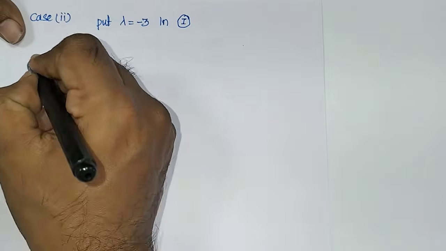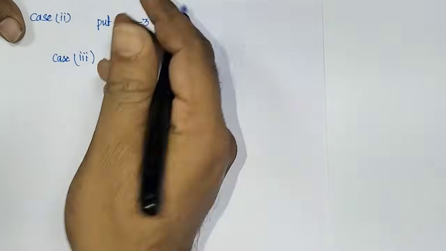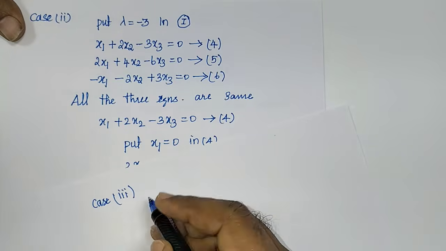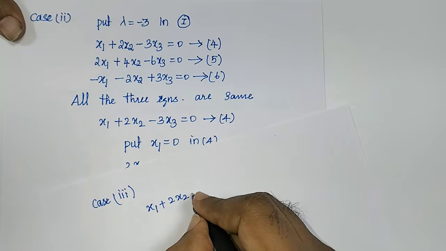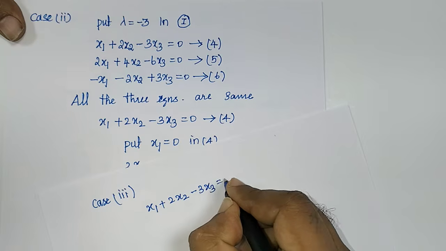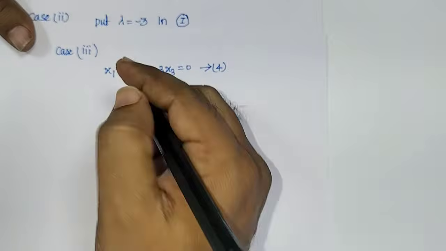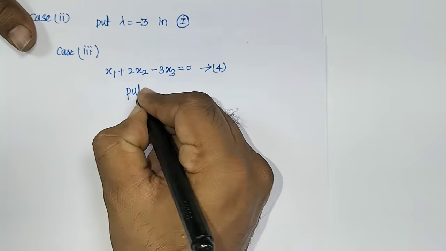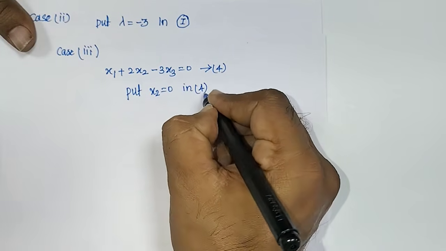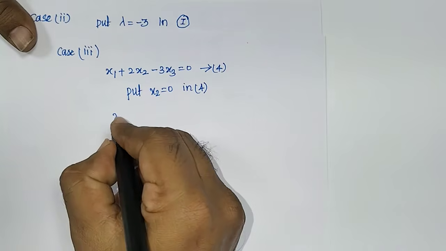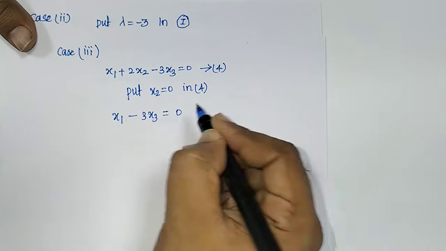Case 3. In case 3, we'll consider equation 4, x1 plus 2x2 minus 3x3 equal to 0. Here I am going to substitute x2 equal to 0. Already we took x1 equal to 0. Now I am going to substitute x2 equal to 0. So that means x1, this one 0, I will get minus 3x3 equal to 0.